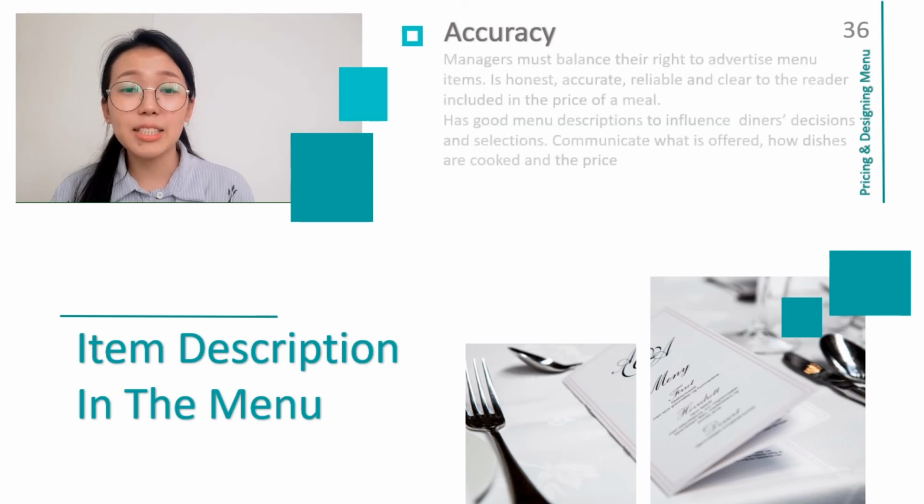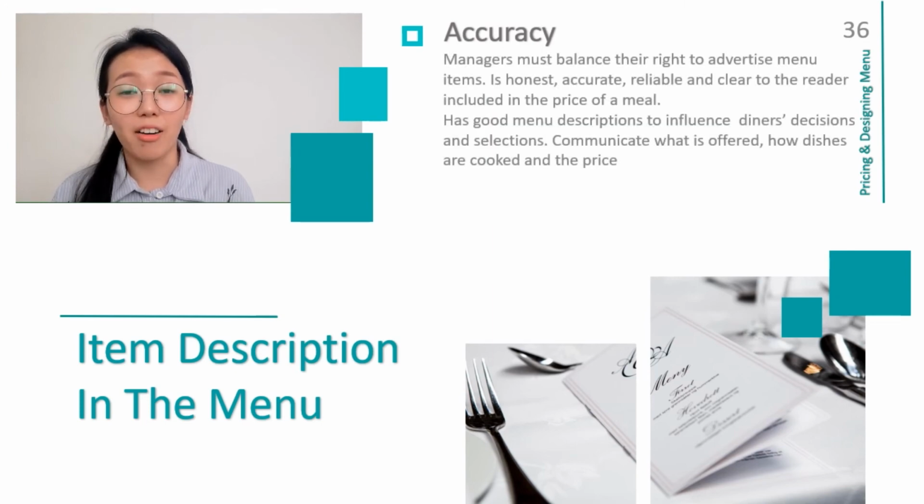Accuracy. The item's description in the menu should be honest, reliable, accurate, and clear to the reader, including the price. Because a good menu description could influence the diner's decisions and selections.